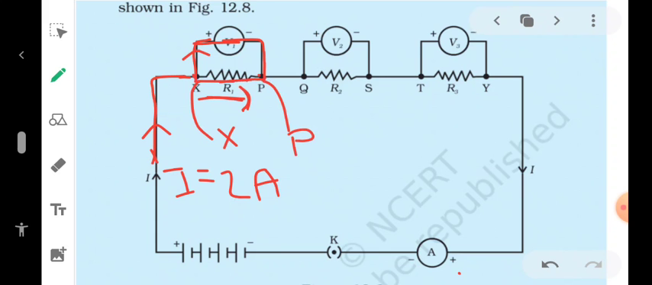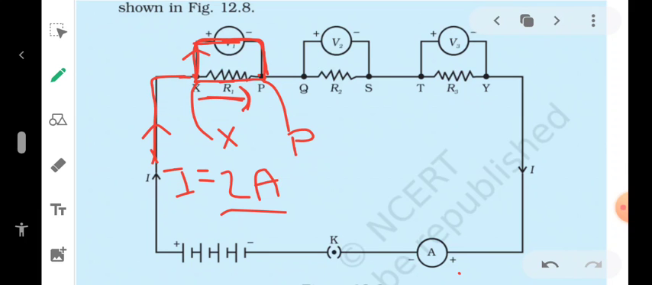Analyze this. Once again I repeat my question. The current at point X is 2 ampere. At point X the current is split into two parts. One part of the current is flowing through voltmeter 1 and another part of the current is flowing through resistor 1. Again both the currents are meeting at point P. Now the question is, the current at point X and the current at point P, whether both are equal or not. Analyze this and tell me the answer.